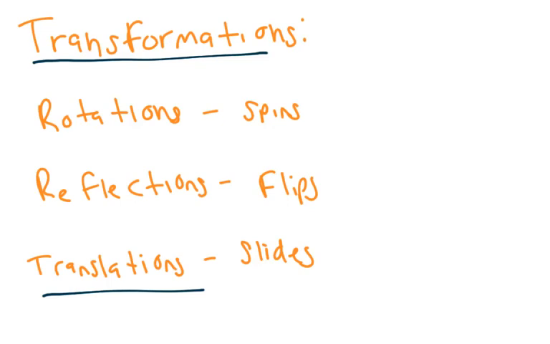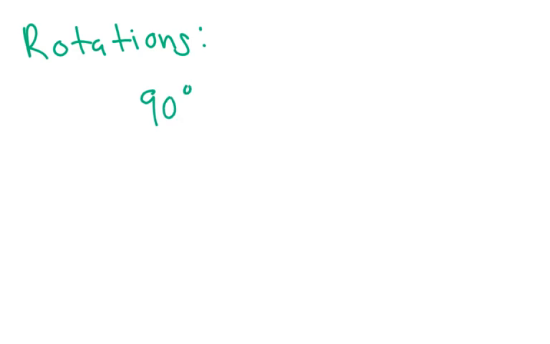All right, let's look at each one of these a little more carefully. We will start with rotations. Rotations happen at either 90 degrees, 180 degrees, or 270 degrees. Now, let me show you what that would look like. If you had a point here, and I was going to rotate it 90 degrees clockwise, remember, clock goes this way, right? Then that point is then going to end up somewhere down here.